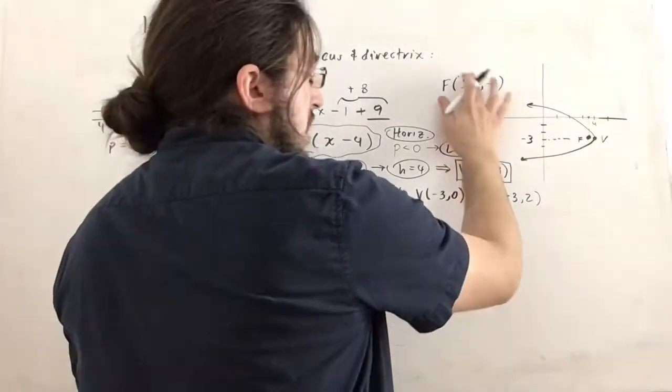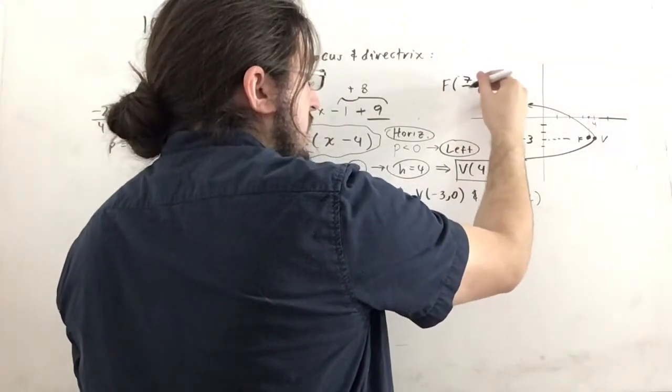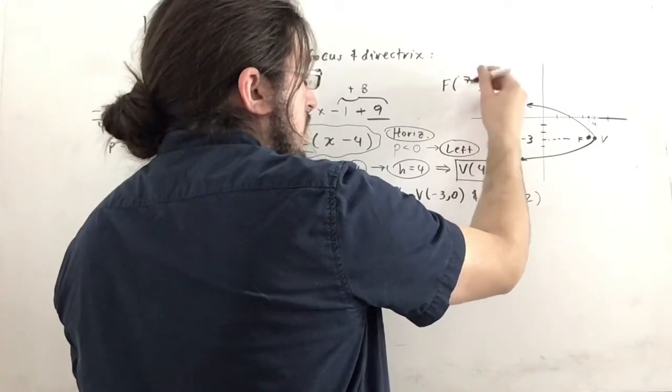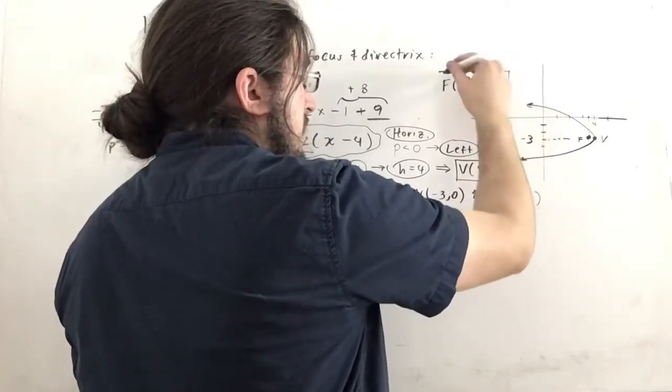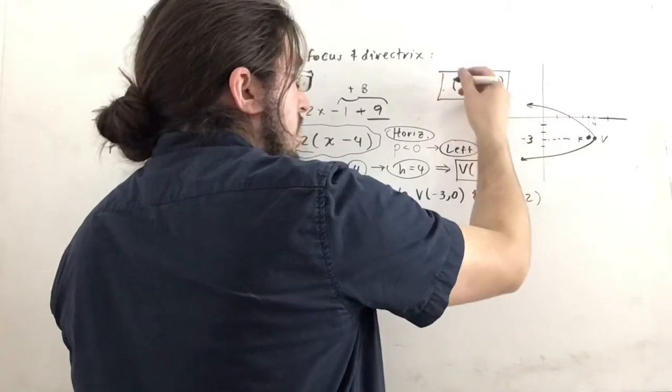Or if you like, 3.5 is 7 over 2. So I prefer that actually. I'm going to write 7 over 2 because I like fractions. But that's just me. If you want to write 3.5, go ahead, it's fine.